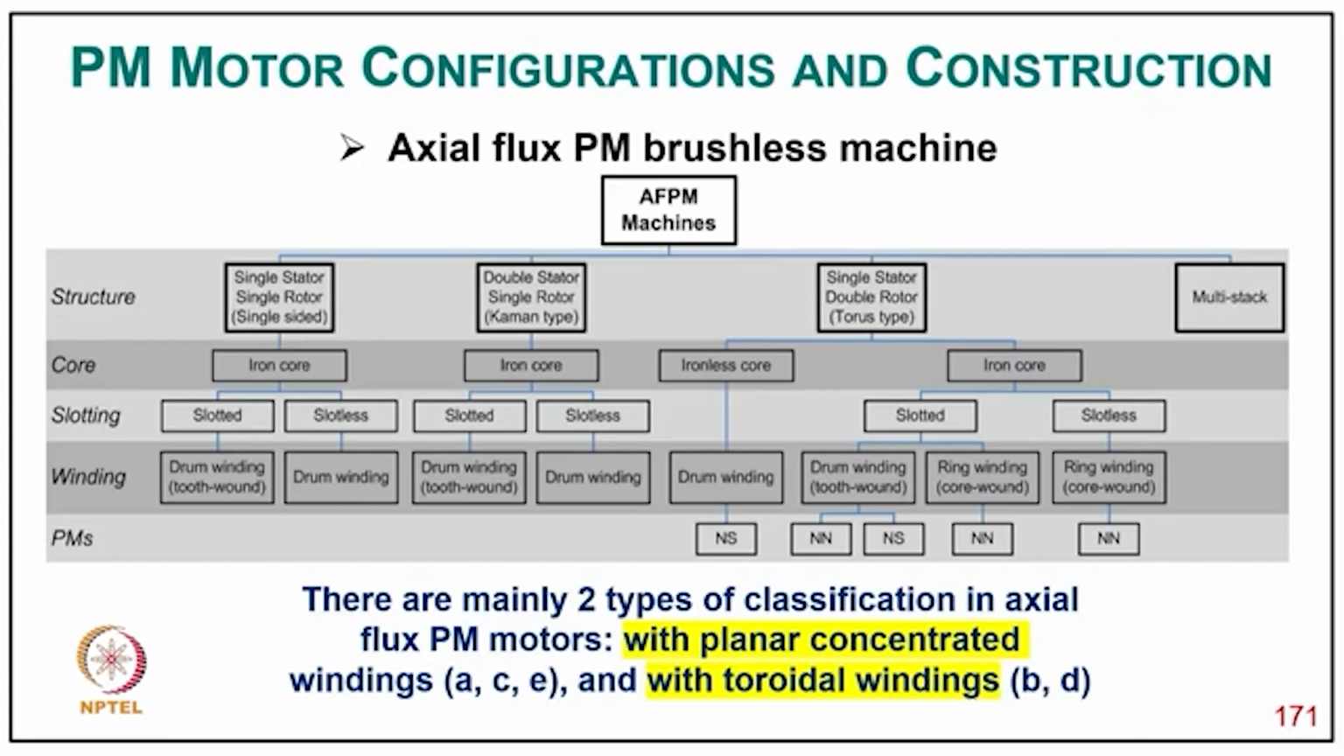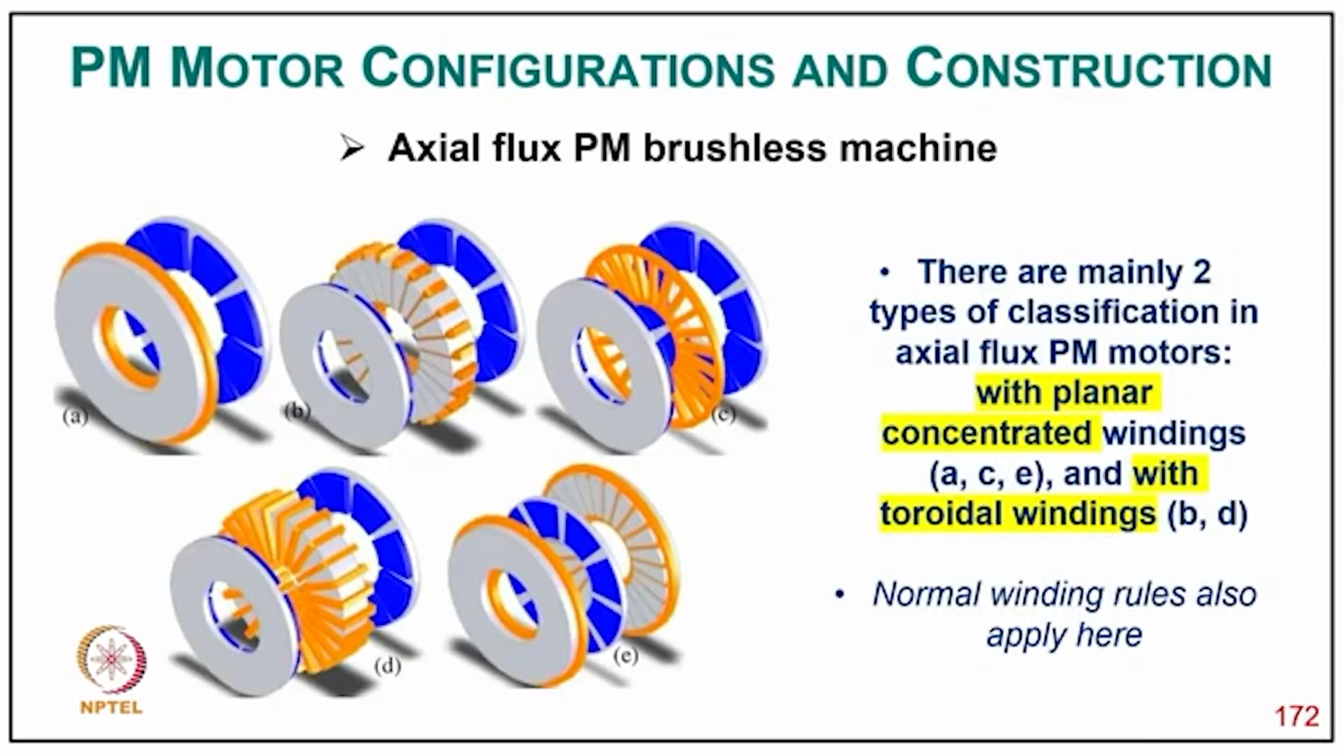There are mainly two types of classification: axial flux motor with planar concentrated winding and toroidal winding. So, you can see how axial flux machines have different kinds of winding and magnet arrangements. The two main types are axial flux machines with planar concentrated winding, typically A, C and E, and with the toroidal winding, typically B and D.